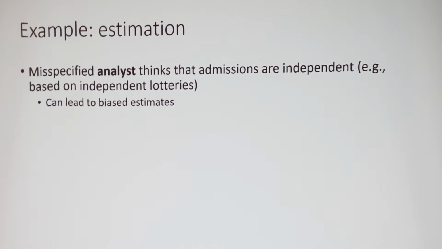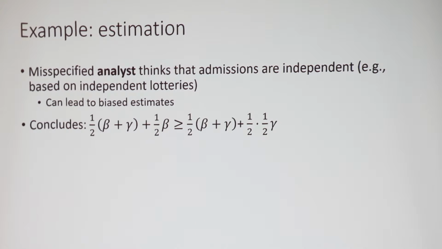Now imagine an econometrician or an analyst who is misspecified. He perfectly understands what's going on. So he understands the functional form, and he understands that the game is common knowledge and everything. He just does not understand one thing. He does not understand that schools draw from a single lottery. He thinks that admission chances are independent.